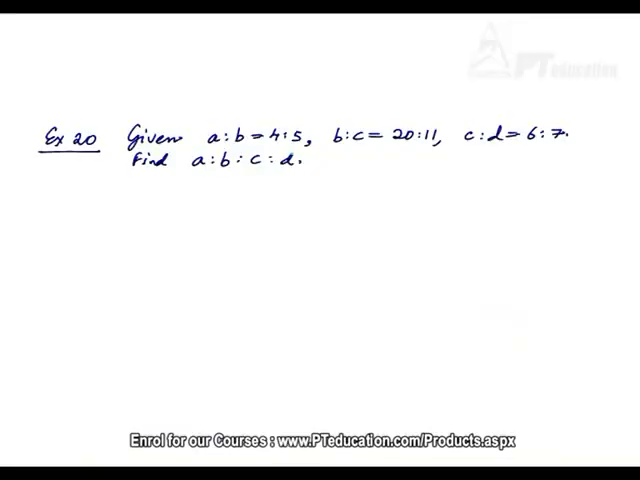Let's move on. Example 20 says, given A is to B is 4 is to 5, B is to C is 20 is to 11, and C is to D is 6 is to 7. Find the value of A is to B is to C is to D. So what trick will we use here? What method will we use here? Very simple. Make the common term equal.